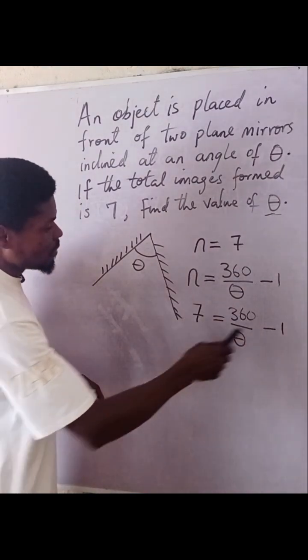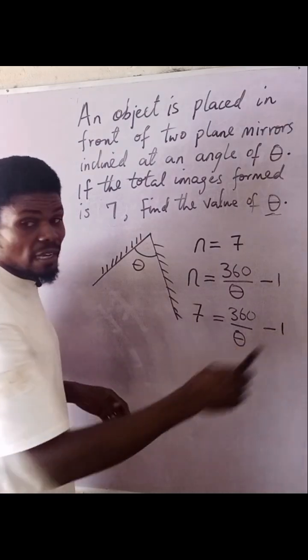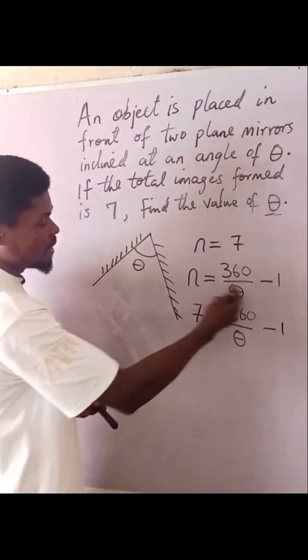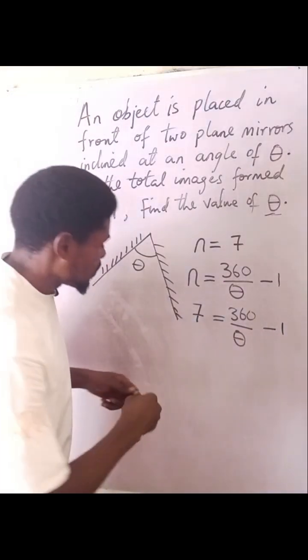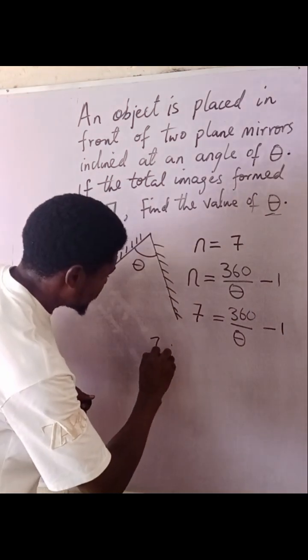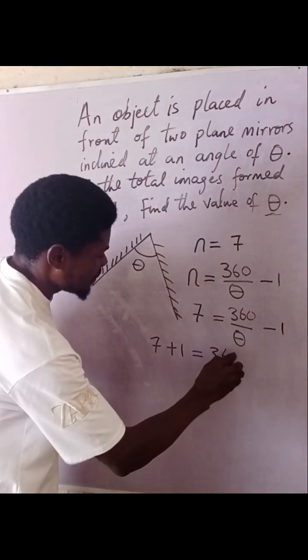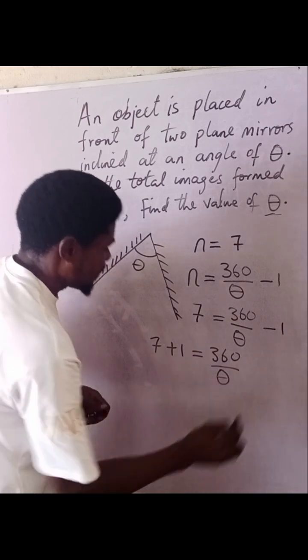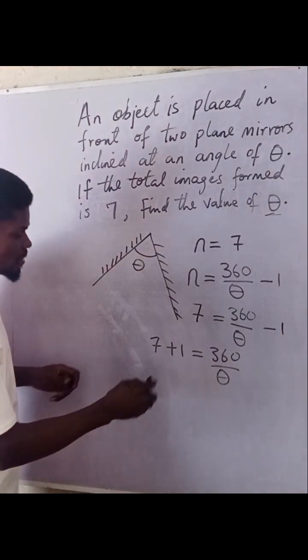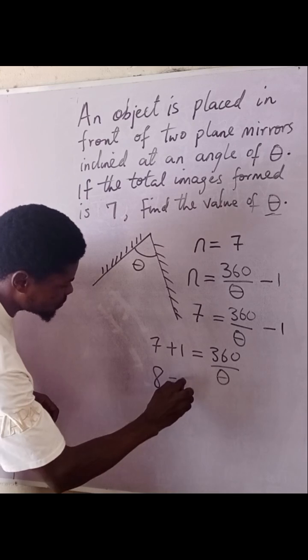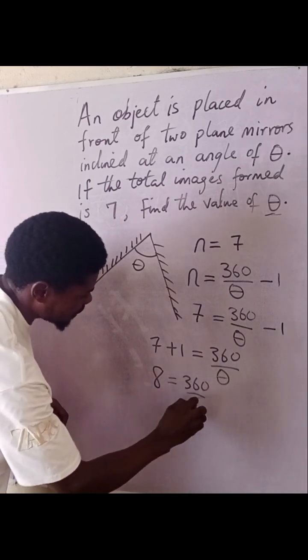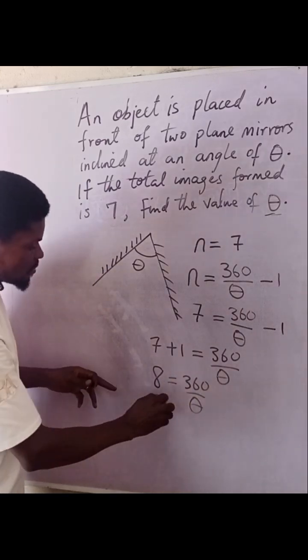Now this minus 1 is on the right hand side of the equation, so we're going to bring it to the left and it will be plus 1. So we have 7 plus 1 is equal to 360 over theta. 7 plus 1 is what? 8. 8 is equal to 360 over theta. This thing is over 1.